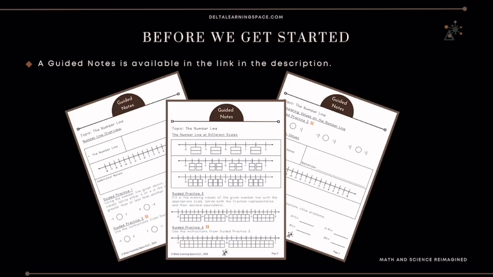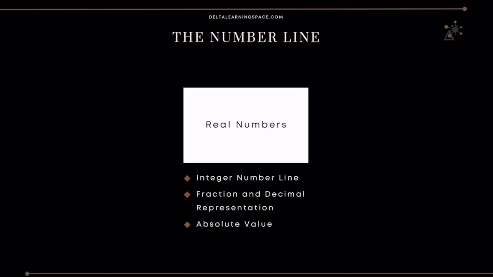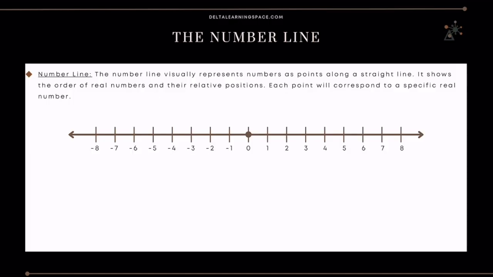The number line that we will be exploring today will be a way that we can represent the real number system. We will look specifically at an integer number line, fraction and decimal representations, and how absolute values can be seen on the number line. The number line is a visual representation of numbers as points along a straight line.